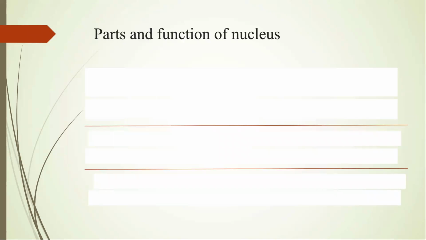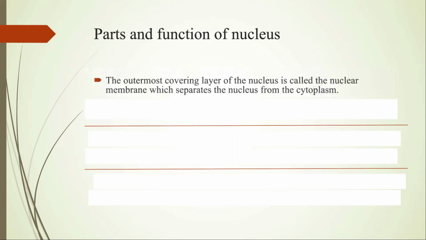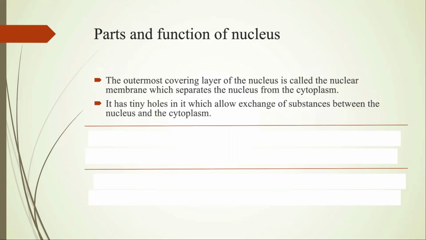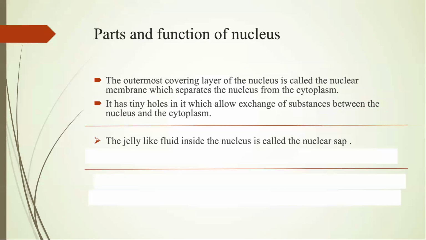Now let us understand the different parts of nucleus along with the function of nucleus. The outermost covering layer of the nucleus is called the nuclear membrane, which separates the nucleus from the cytoplasm. It has tiny holes in it, which allow exchange of substances between the nucleus and the cytoplasm. The jelly-like fluid inside the nucleus is called the nuclear sap. Chromatin and nucleolus are the other parts of the cell.